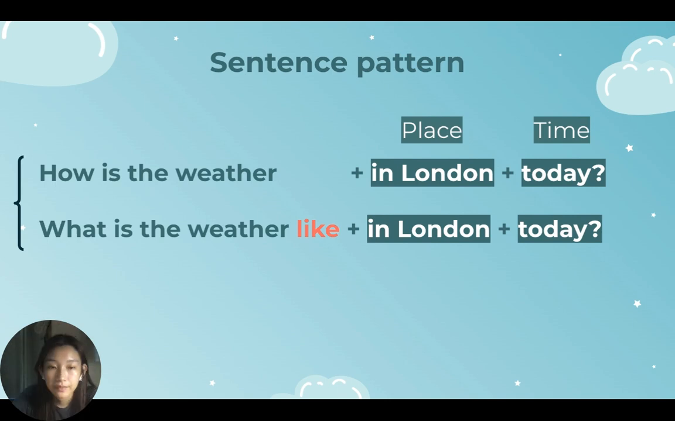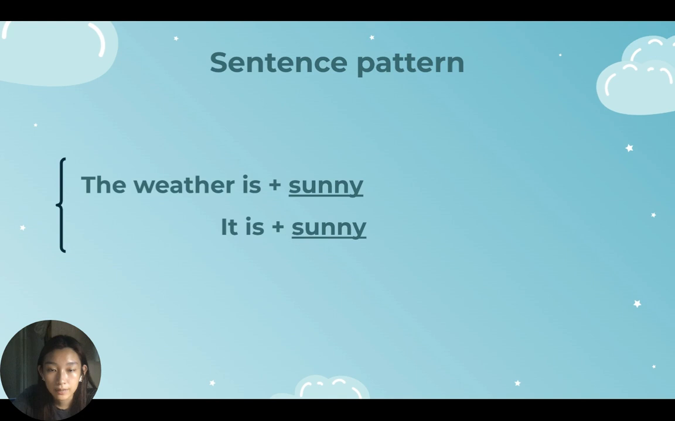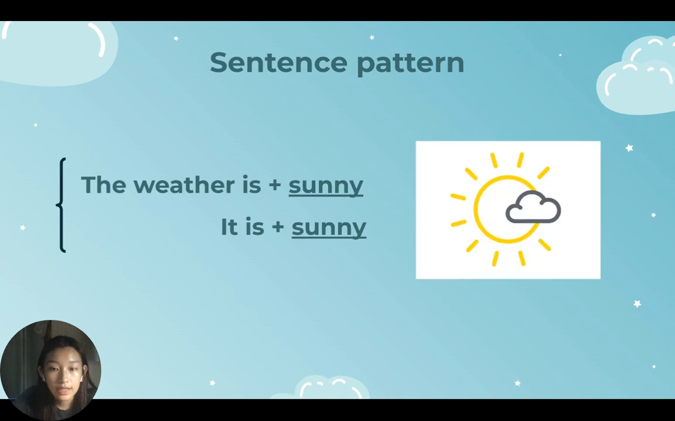Okay. So after learning how to ask the questions about the weather, we have to learn how to answer it. So here's our sentence pattern. If you see there is a big hot sun in the sky, just like today, you can answer, it is sunny, or the weather is sunny. Both of them are okay. You can change the weather to it.